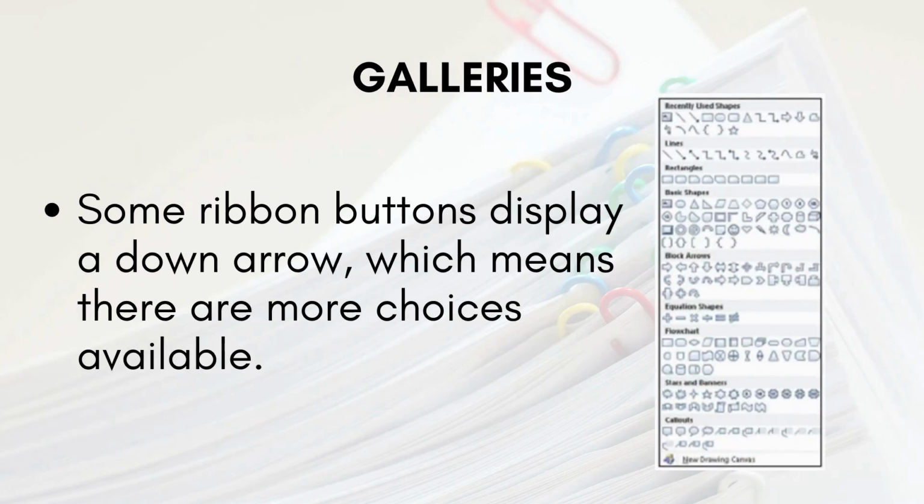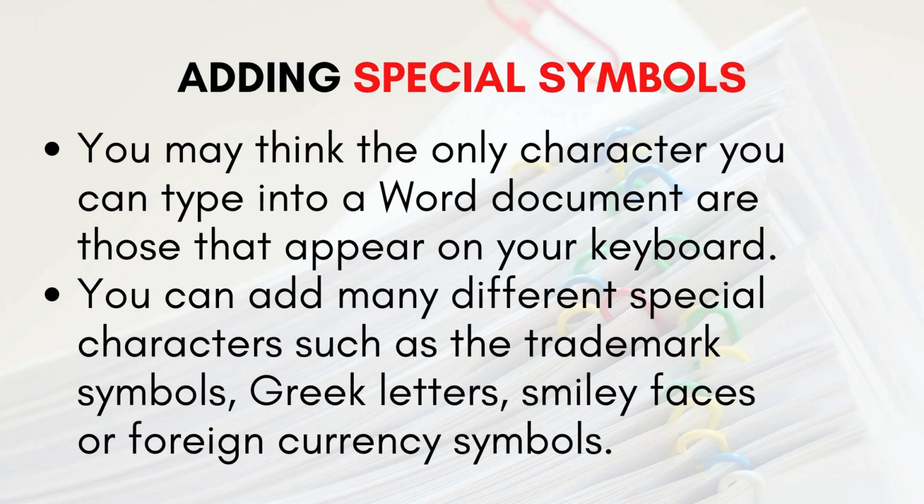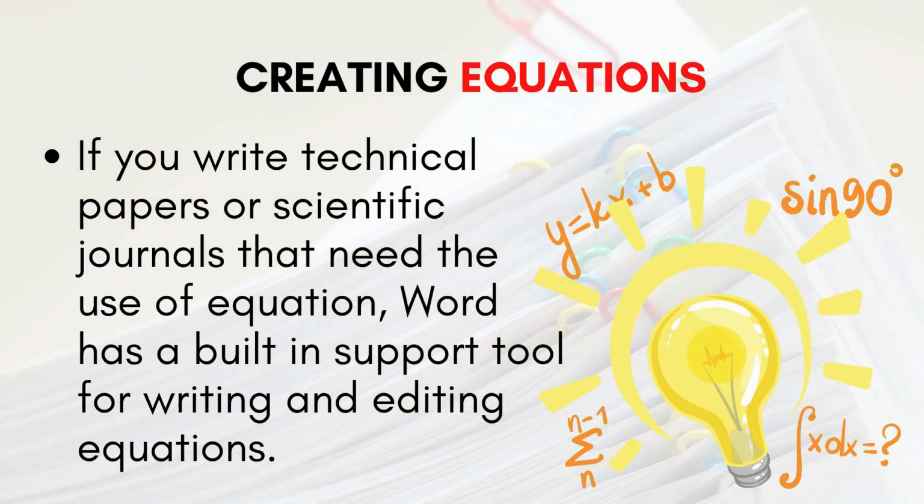Galleries. Some ribbon buttons display a down arrow, which means there are more choices available. Adding special symbols. You may think the only characters you can type into a Word document are those that appear on your keyboard. You can add many different special characters, such as the trademark symbol, Greek letters, smiley faces or foreign currency symbols.